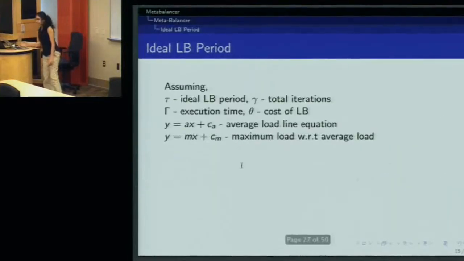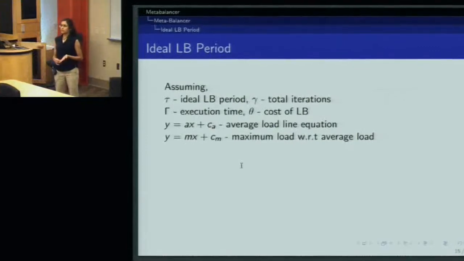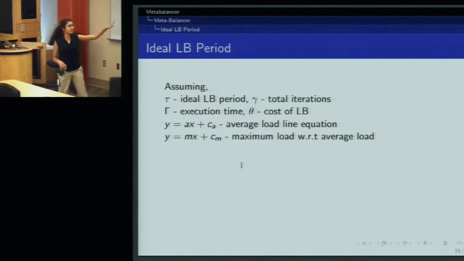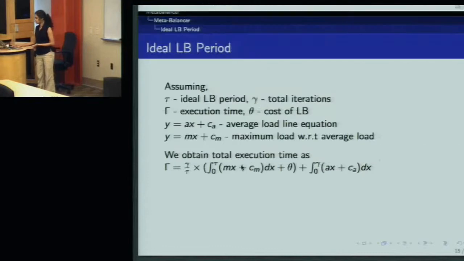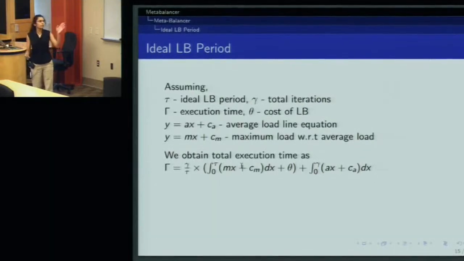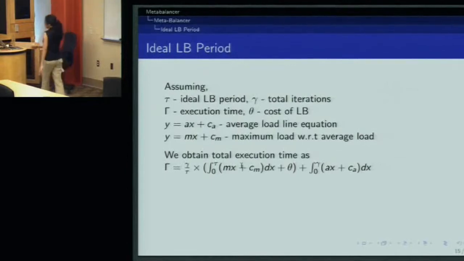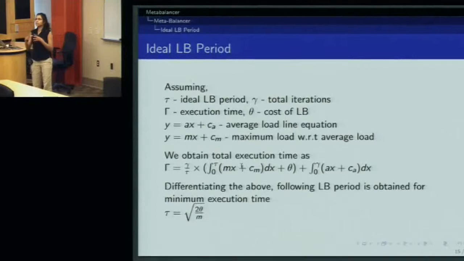So to identify the ideal LB period, let's assume that the average and the max load of a system can be represented in a straight line. Then to find the total execution time, we find the area under the max curve, and that will be the total execution time plus the load balancing cost. Now we integrate this to obtain the minimum total execution time.